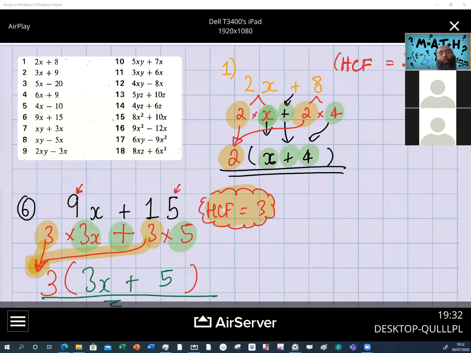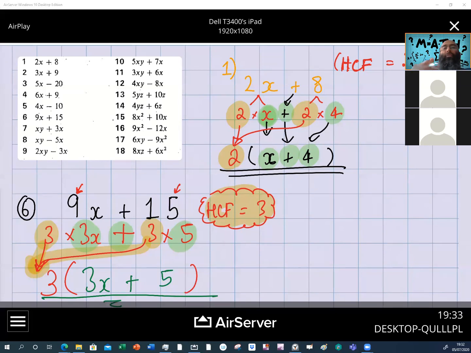Okay, so we end up with 3x plus 5. So, Layla, how do we know that we've actually factorized it? What could we do to check? Well, how do we know we factorized it enough? What is the acid test? You have to multiply into the brackets, so just expand the brackets.